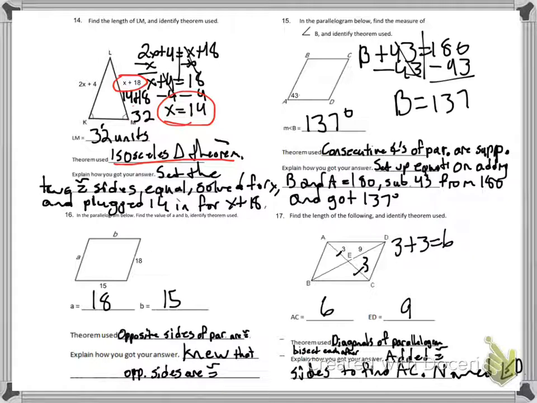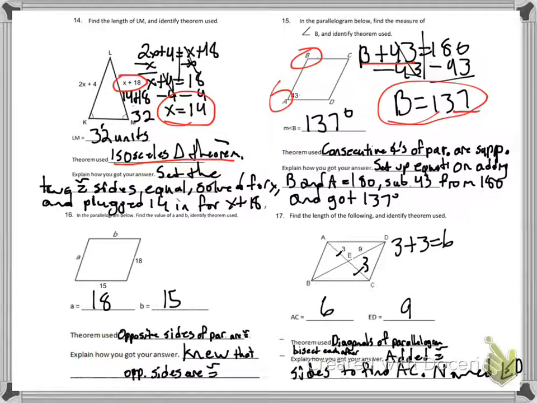Alright, in the parallelogram below, find angle B. We're using the fact that consecutive angles of a parallelogram are supplementary. So we set it up: B plus 43 equals 180, so B plus A equals 180. Subtract 43, I get angle B equals 137 degrees.